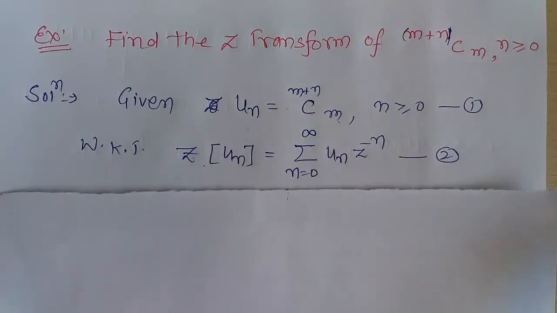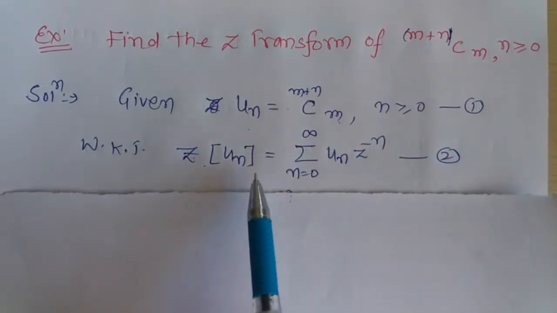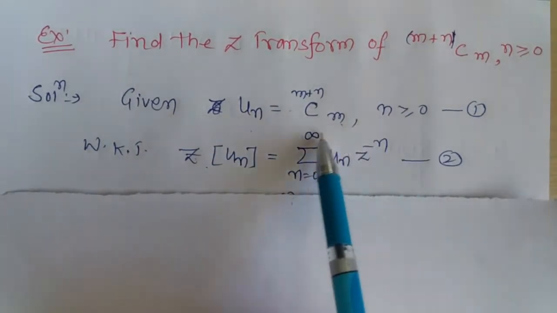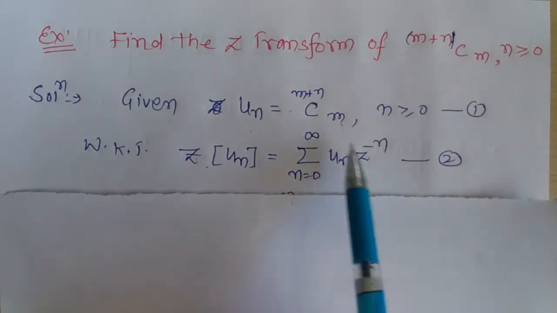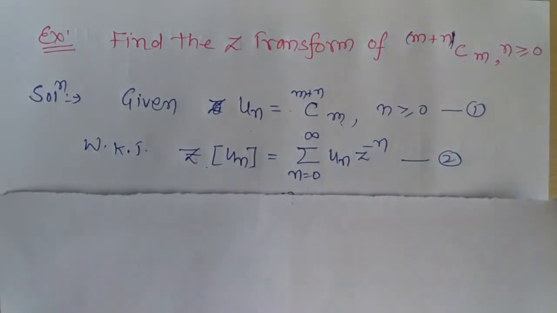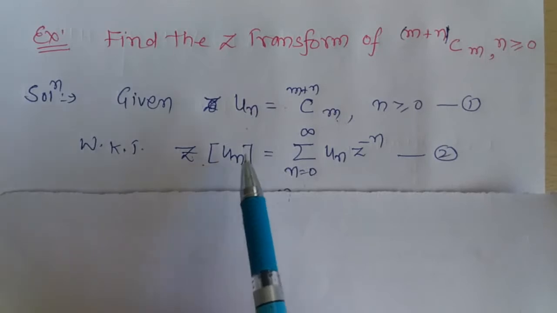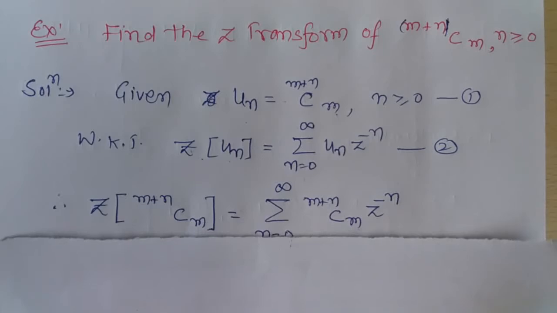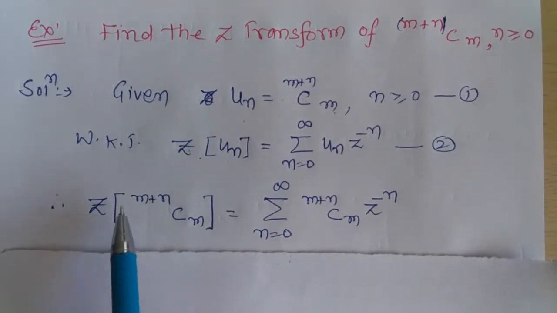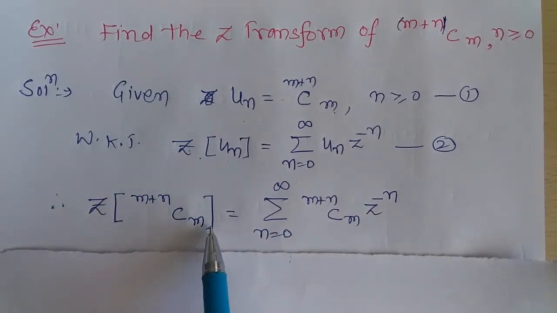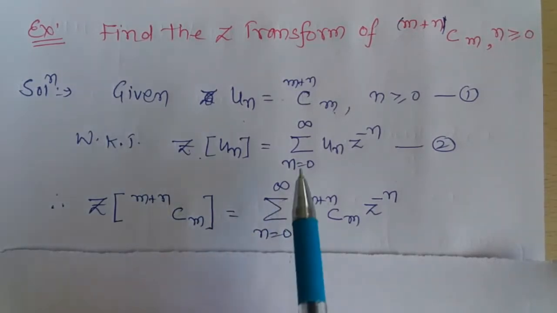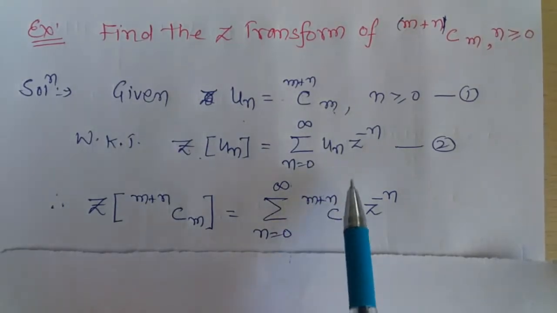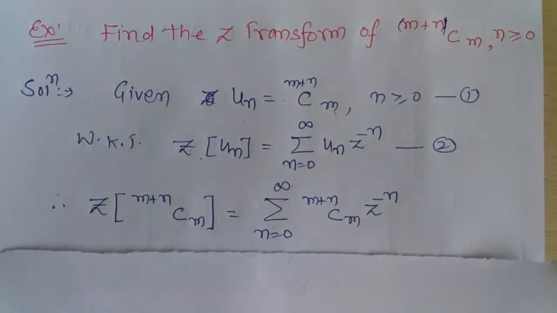0 is, Z transform of u(n) is the summation n goes from 0 to infinity u(n) into z power minus n. This is the definition of Z transform for n greater than or equal to 0. Now putting the value of u(n), (m+n)Cm, we get Z transform of (m+n)Cm is equal to the summation n goes from 0 to infinity (m+n)Cm into z power minus n.